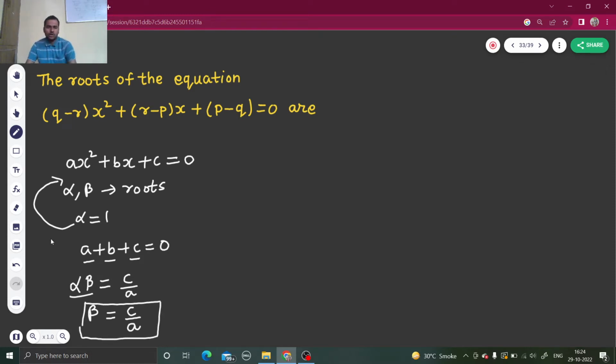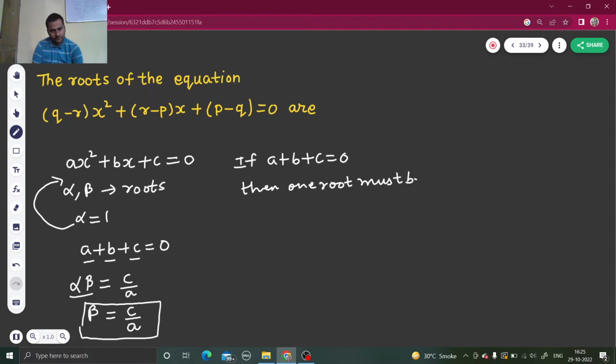And also, you can say that if a plus b plus c is equal to 0, the other way around it is also true. So if a plus b plus c equals to 0, then one root must be 1. And do check that a, b, c are real or not in that case.